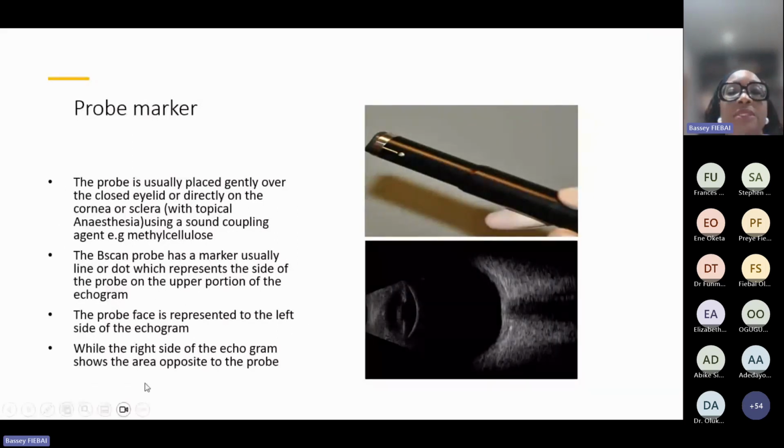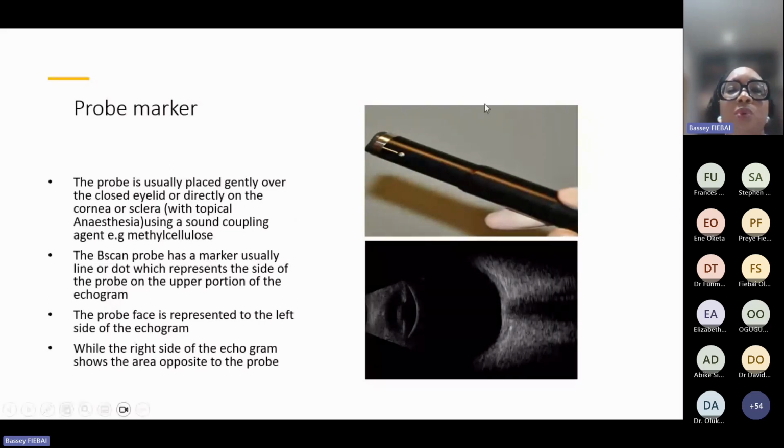So it's very important to understand that the orientation of the probe is the most important part. The probe is usually placed gently over a closed lid, but what is best is if you can place it directly on the cornea, though this is very uncomfortable, so most people scan patients over the closed lid. But if you're doing it directly, you must anesthetize the eye. And if the patient's eyelid is closed, you have to apply a coupling agent to get rid of the air interface, because there will be attenuation of the sound waves.